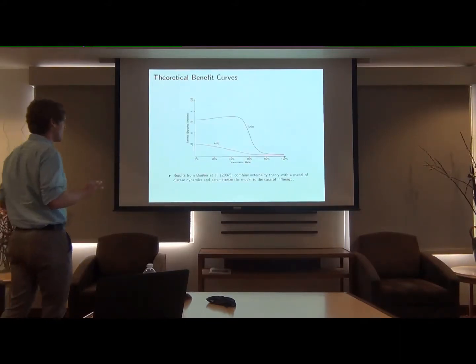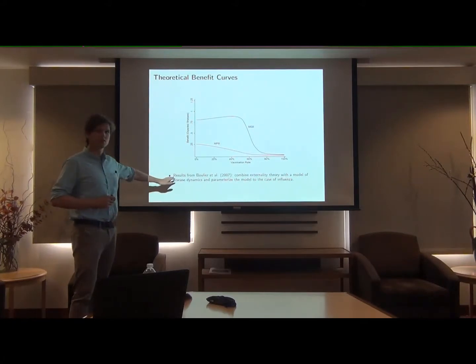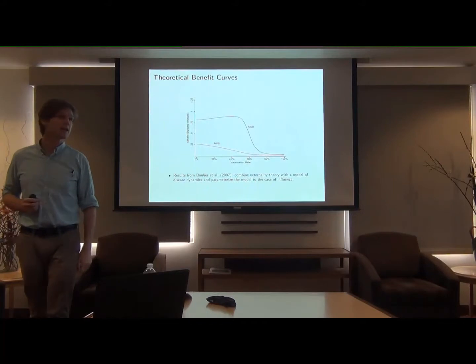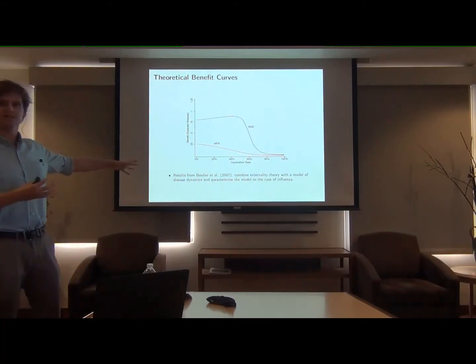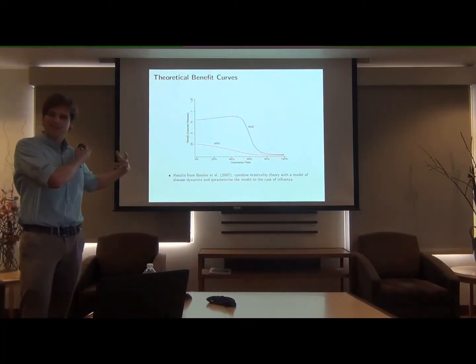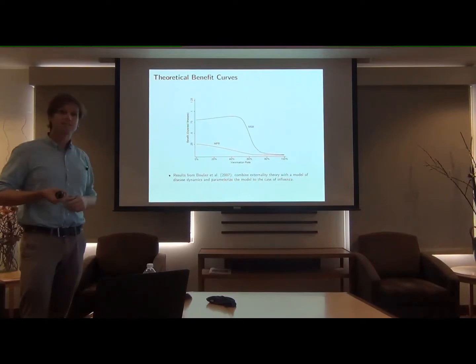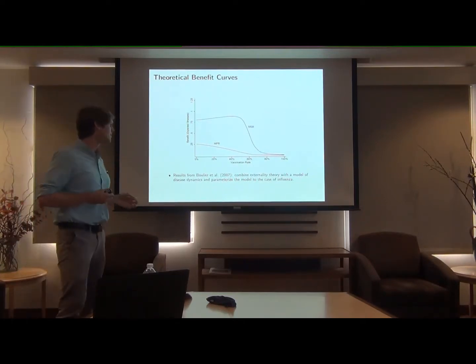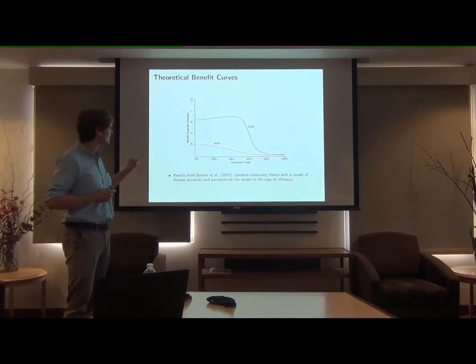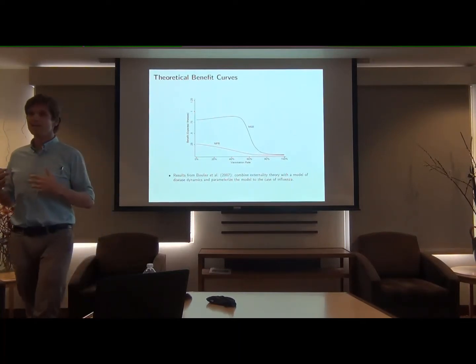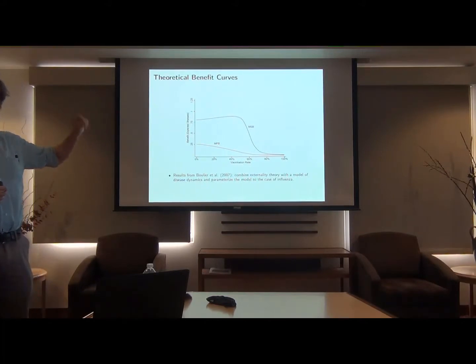This is not something I did in my paper, but this is a result taken from a paper by Brian Bouillet and co-authors. What they do in this paper is combine this very basic theory of externalities with a standard epidemiological model of disease dynamics, the SIR model, if anybody's familiar with that, parameterize the model to the case of influenza, and try to trace out these marginal benefit curves.